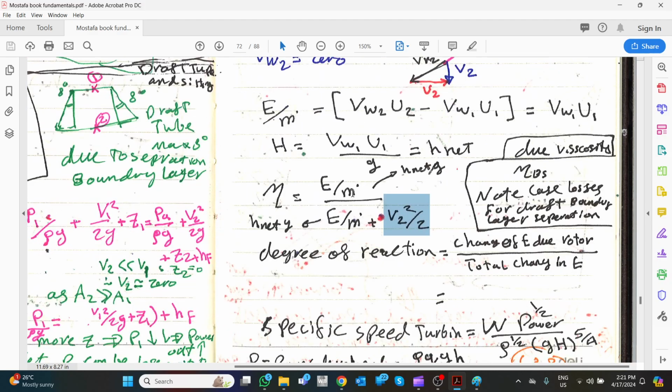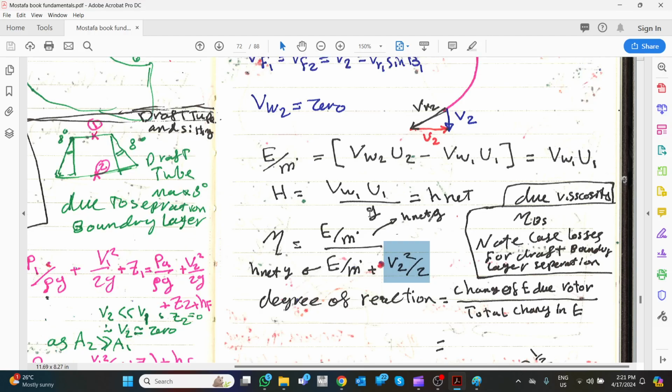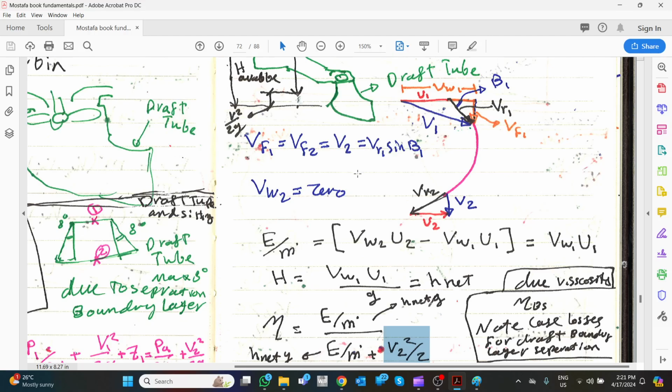But note, we don't have only these losses. We have other losses. You remember the assumption that the velocity is going here directly to the center. Imagine that this angle is a little bit not right. So here the whirling velocity is not zero, and this velocity starts to slip like this.